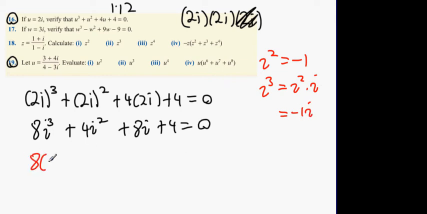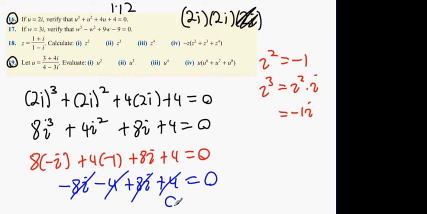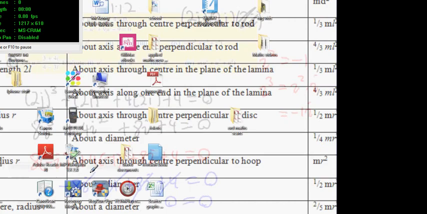So it's going to be 8 times minus i plus 4 times minus 1 plus 8i plus 4 equals 0. Okay, what we get here is minus 8i minus 4 plus 8i plus 4 equals 0. The 8i's cancel and the 4's cancel, and we get 0 equals 0. This proves it. Yes, Connor? Where do you get the 8i cubed?